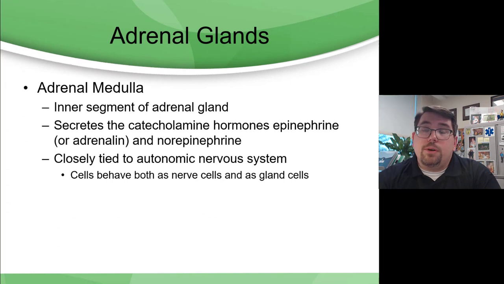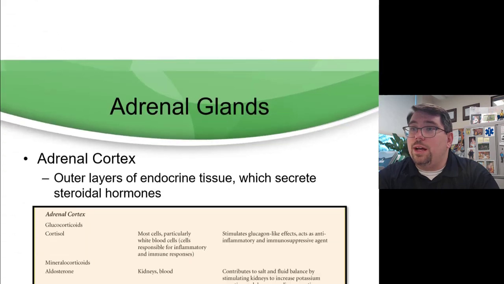All right, let's talk about your adrenal glands. The adrenal medulla is the inner segment of the adrenal gland. It secretes catecholamine hormones, epinephrine or adrenaline and norepinephrine. We talked about those when we dealt with the sympathetic and parasympathetic nervous systems. Again, as I said before, it's very closely tied to the autonomic nervous system because the cells behave both as nerve cells and, remember, as gland cells as well.